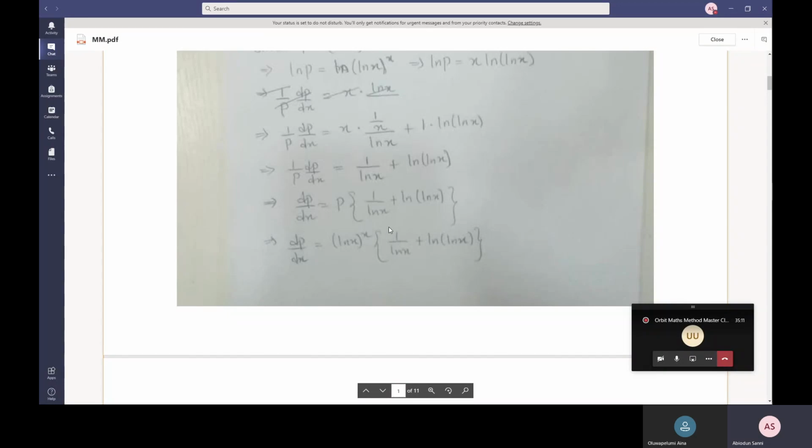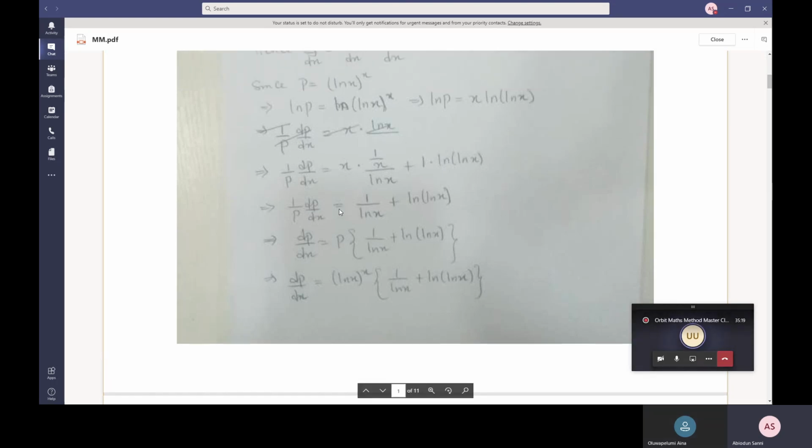But then we are not done. We have to substitute our p, because we are doing dp dx, so you don't need p to be here. So what's the value of p? P is ln x all raised to x. So that's why we have this. So we have been able to differentiate p, which is given as this answer here. Do you understand to this stage?